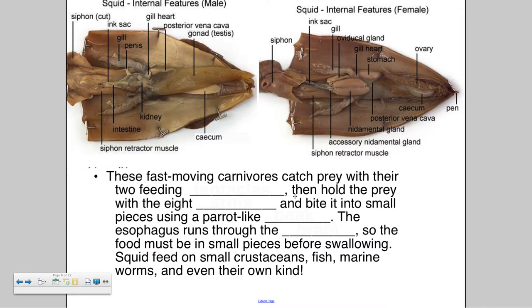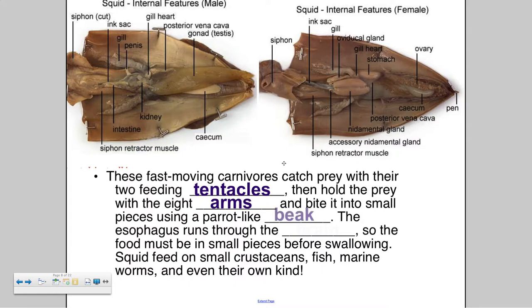Okay. All right. Can I get another volunteer to read? Go ahead, Kenesha. Okay. These fast-moving carnivores catch prey with their food-eating tentacles. Good. Then hold prey with the eight arms. Very good. And bite into small pieces. What do parrots have? Beaks.